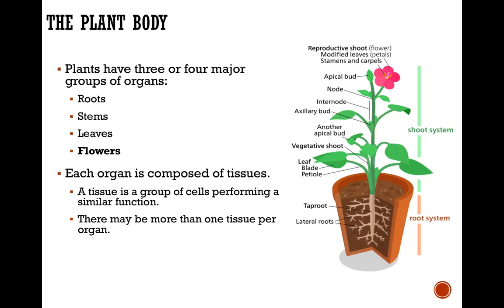Similar to other bodies, whether they're animal or human, they are composed of tissues, in this case, plant tissues. And a tissue is really just a group of cells that perform a similar function. Whether we're talking about leaves or stems or roots or flowers, they can be composed of more than one tissue type that make up the organ, and more than even one cell type can make up that tissue. And we'll talk more about that as the semester goes along.